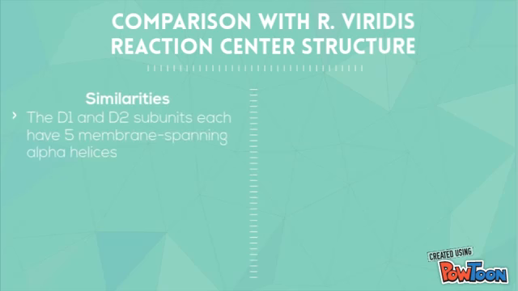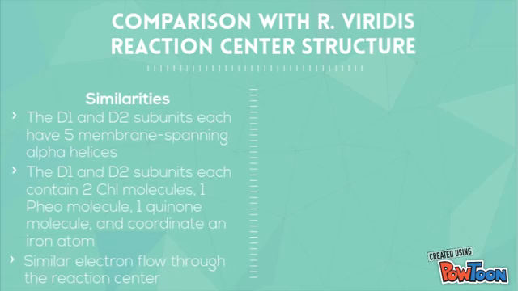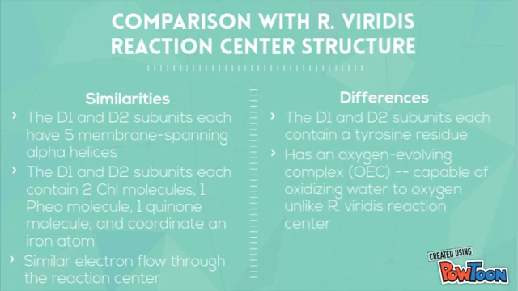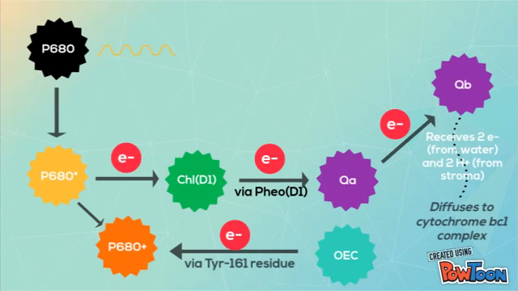This slide is going to compare the structure of PS2 in T. elongatus to the R. viridis reaction center. One of the important similarities is the pattern of electron flow through the reaction center, which I'll talk about in just a second. This slide is nearly identical to the one that we looked at earlier. Some of the main differences are that before diffusing to cytochrome bc1 to be reduced, QB receives 2 electrons from water and 2 hydrogen ions from the stroma. Also, the OEC transfers an electron to P680+, which is coordinated by one of the tyrosine residues.